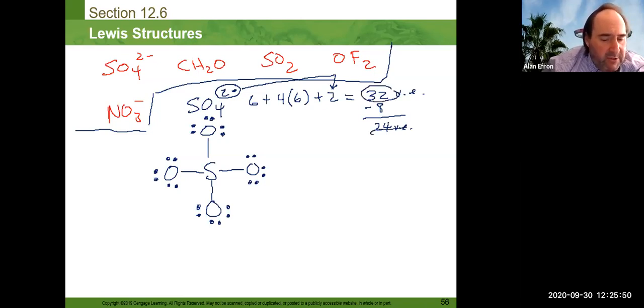We want to make sure that everybody has 8 valence electrons when it's all said and done. So our oxygen, 2, 4, 6, 8. Oxygen on all of them are exactly the same. So they all have 8. When we go to our sulfur, it has 2, 4, 6, and 8. Everybody has 8 electrons. We have a grand total of 32 electrons.